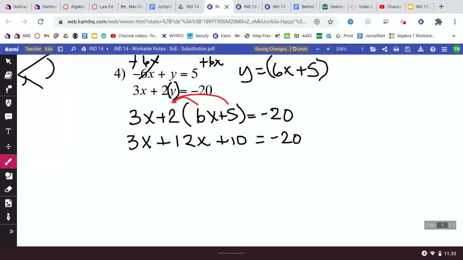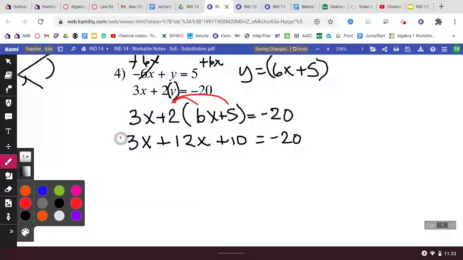Now, remember, when they're on the same team, you just combine them. You don't have to add and subtract and move them around. All you have to do is combine them. So if you look at the left side of this equation, we've got 3x plus 12x. Well, they're together on the same side of the equation, so we're not going to subtract or add or move anything. We're just going to combine them. 3x and 12x is 15x.